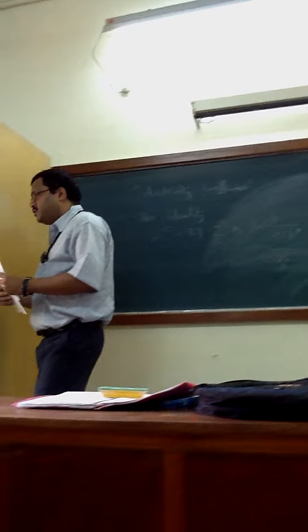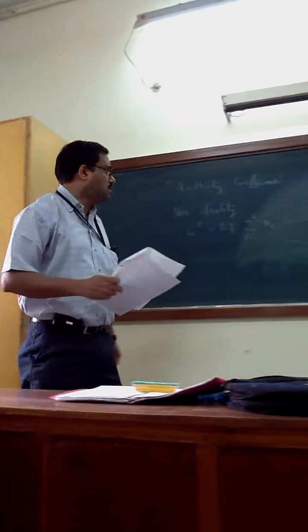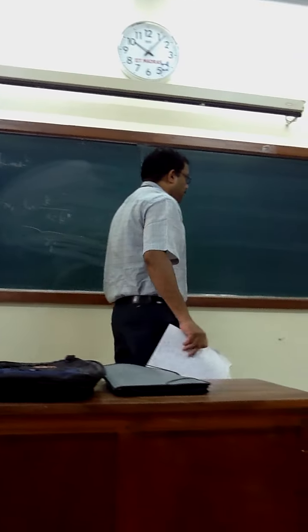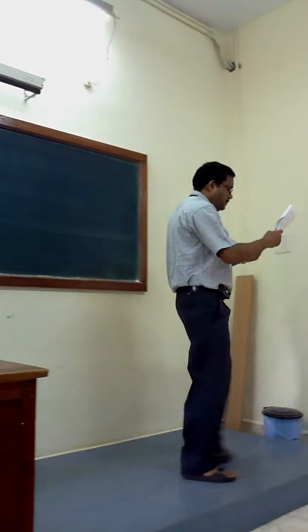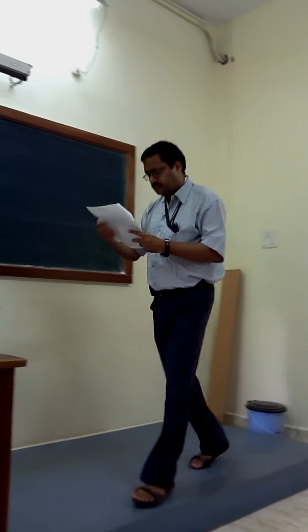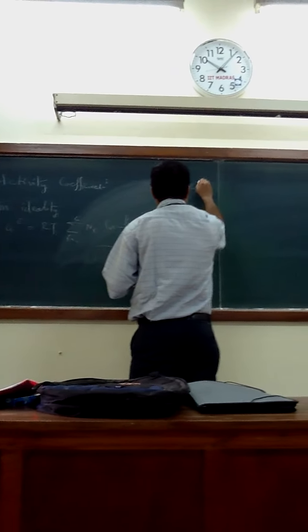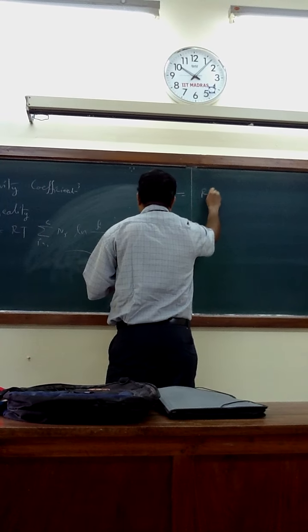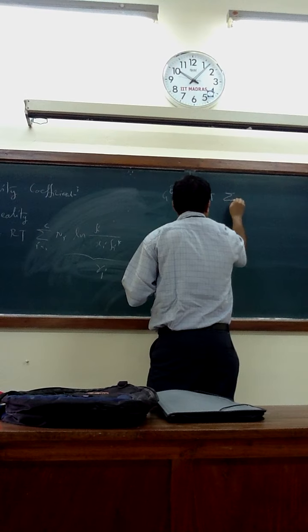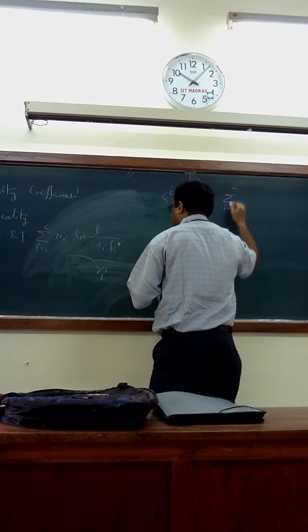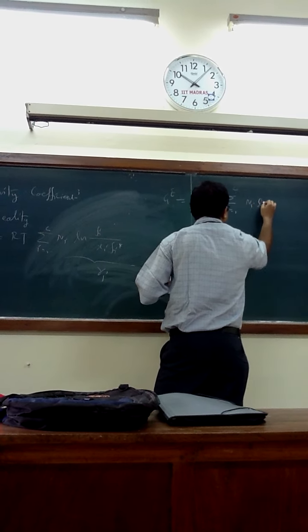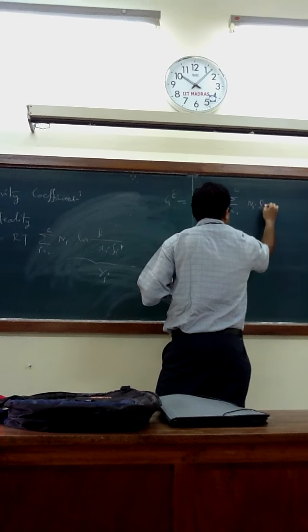And then we have used the Gibbs-Duhem formula and got an interesting result. What we got is GE equals RT, that is our main formula, summation i equals 1 to C Ni ln gamma i. This is RT ln gamma i.